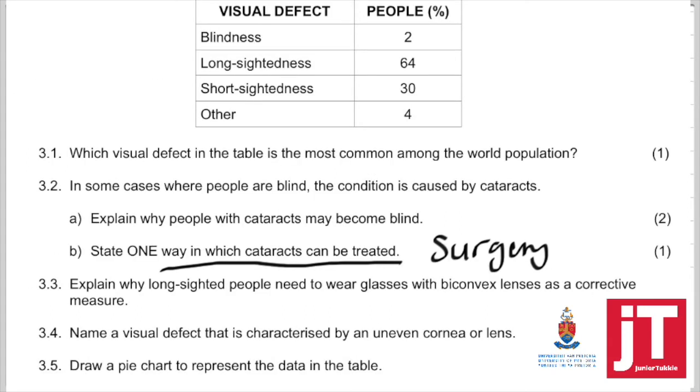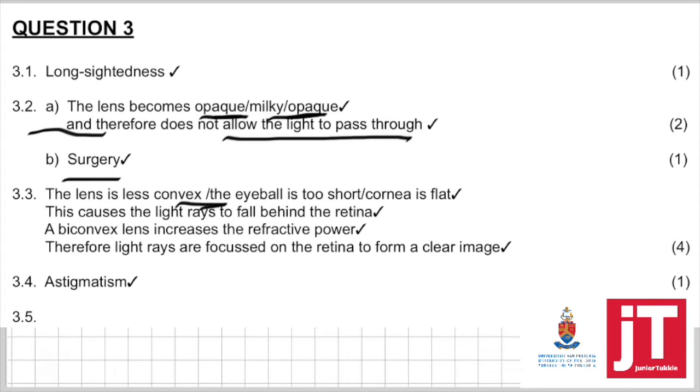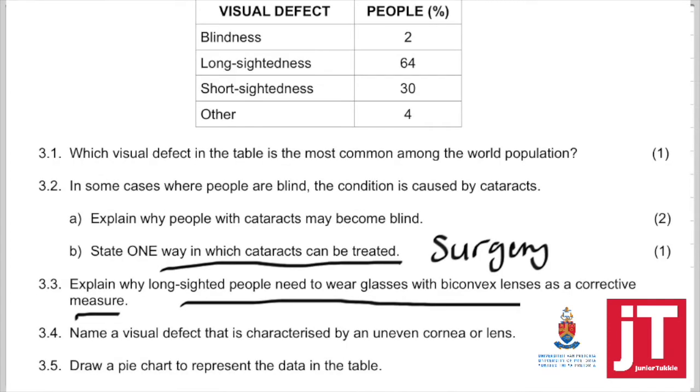Right. Let's go to question 3.3. Why long-sighted people need to wear glasses with biconvex lenses as a corrective measure. The lens, of course, is less convex, and this is one of the problems with long-sightedness. The lens could be less convex and cannot change shape, or the eyeball could be too short, or the cornea could be flat. And this could cause the light rays to fall behind the retina. And so a biconvex lens will increase refraction or refractive power, and this will cause the light rays to be focused onto the retina.